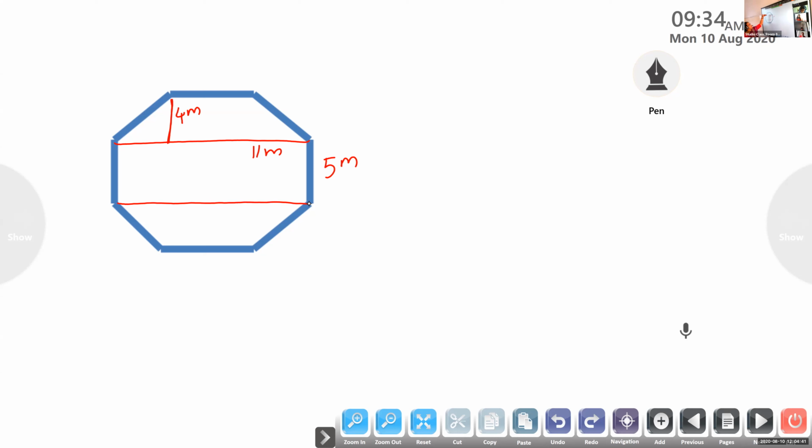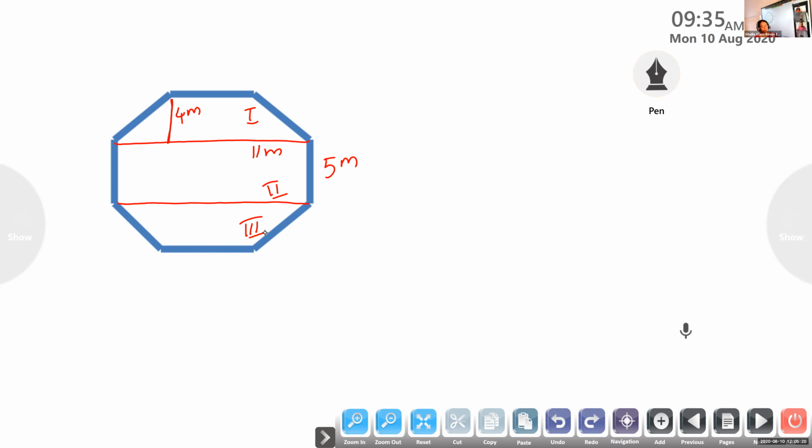So what are the shapes? 1, 2, 3. First part is a trapezium. Second part is a rectangle. And third part is a trapezium. Now we can find the area because we know how to find the area of a trapezium and of a rectangle. So here we got two trapeziums and one rectangle. For that we know the formula, so we can find the area of the octagon.